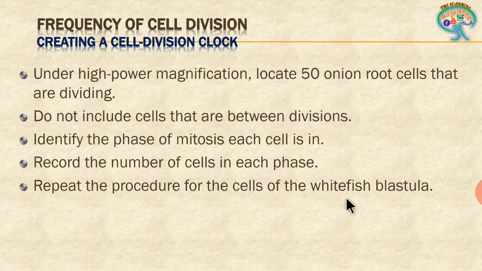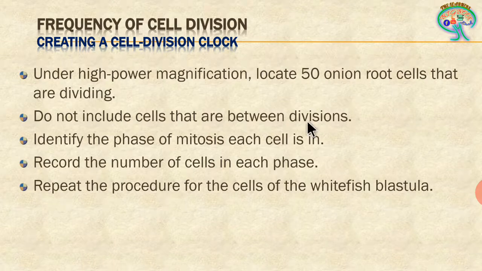Now further, creating a cell division clock. Here in the high power magnification, we are going to locate 50 onion root cells that are dividing, and we are not including cells that are between divisions. Dividing in the sense, again, prophase, metaphase, anaphase and telophase. Not dividing, or between divisions, in the sense which are after telophase and before prophase.